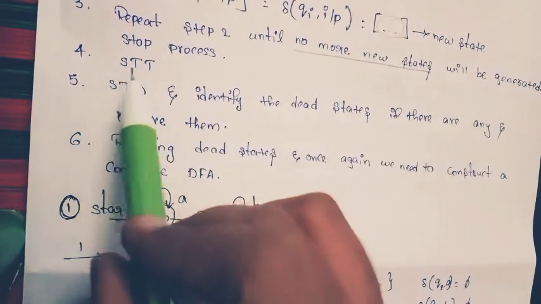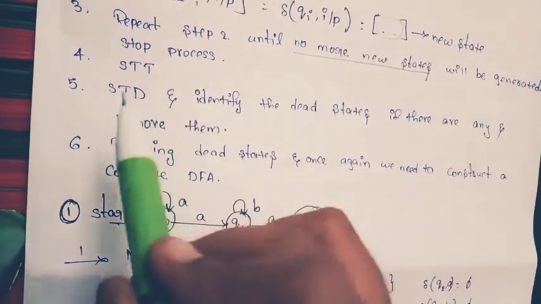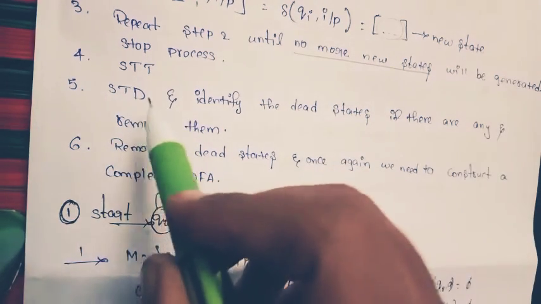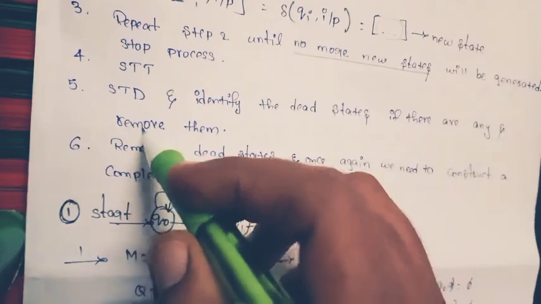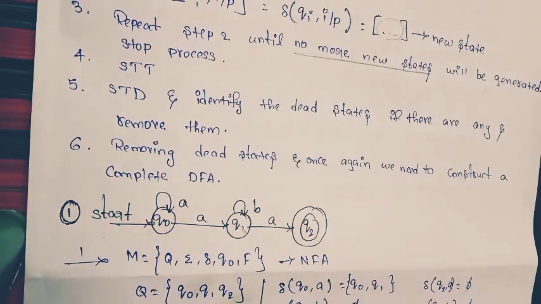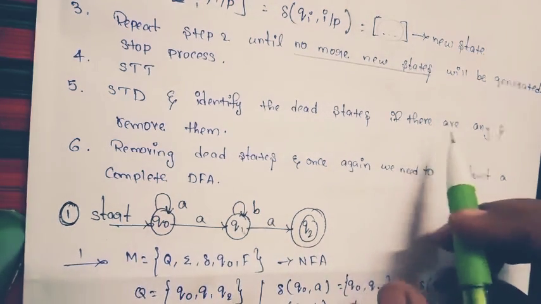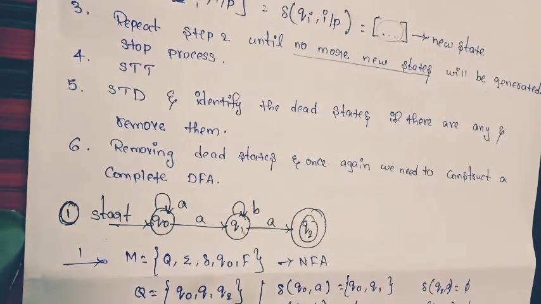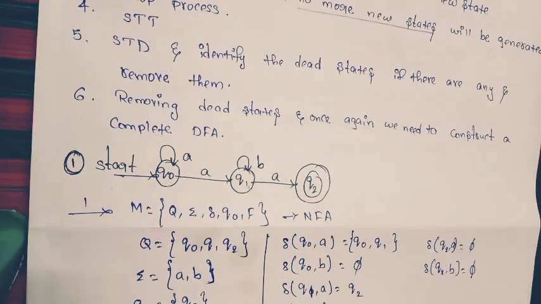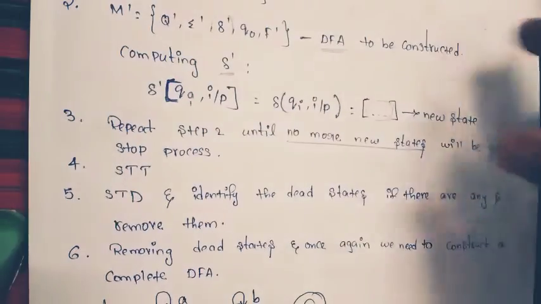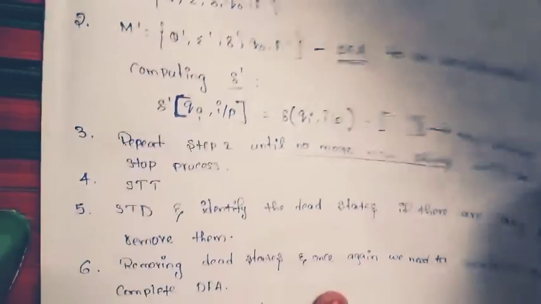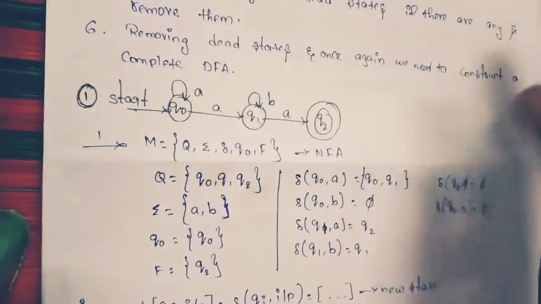The fourth step is we need to draw the transition table. The fifth step is we need to draw the state transition diagram. Then if there are any dead states in the transition diagram, we need to remove them and construct the complete DFA. That is the sixth step, guys. To completely understand all six steps, I will explain them by doing a problem.